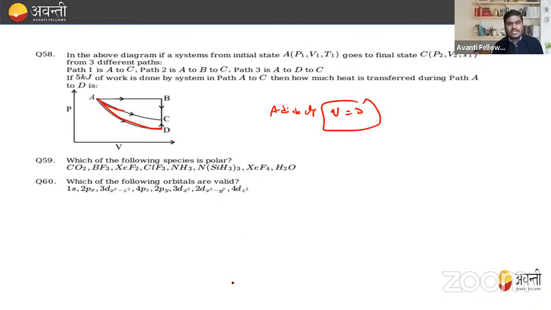Now, which of the following species are polar? So you have to identify polar. So ClF3, NH3 and water, these all are polar. So these are very simple questions. So out of this, only these three are polar.